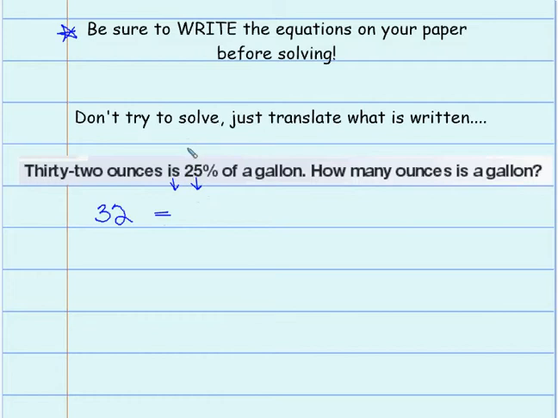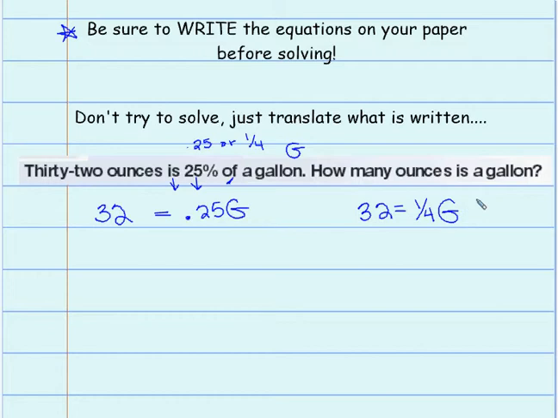Okay, so we can either write that as 0.25 or 1/4. Either way. So maybe we do it both ways. Of a gallon. So I'm going to let G equal gallon. Of means times, so I can just put that like that. Or 32 ounces is 1/4 of a gallon.